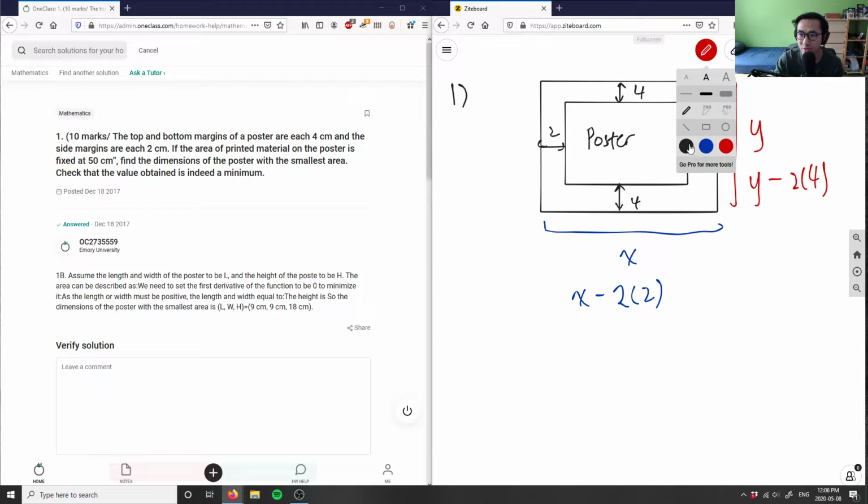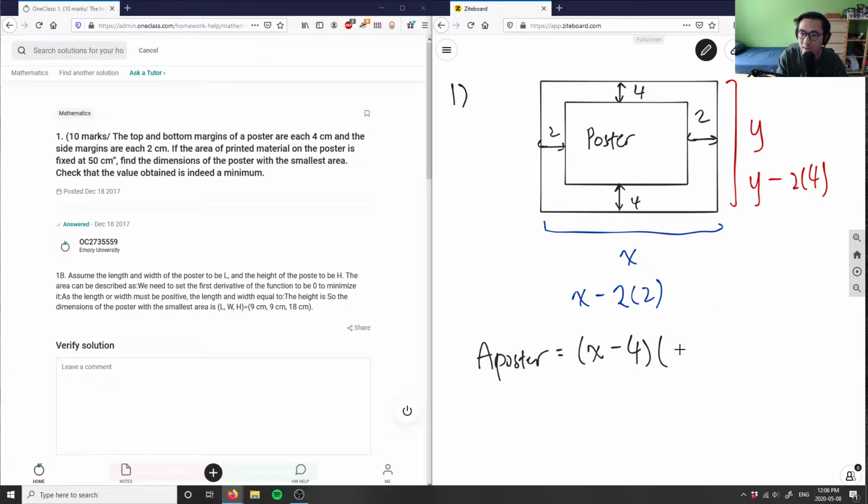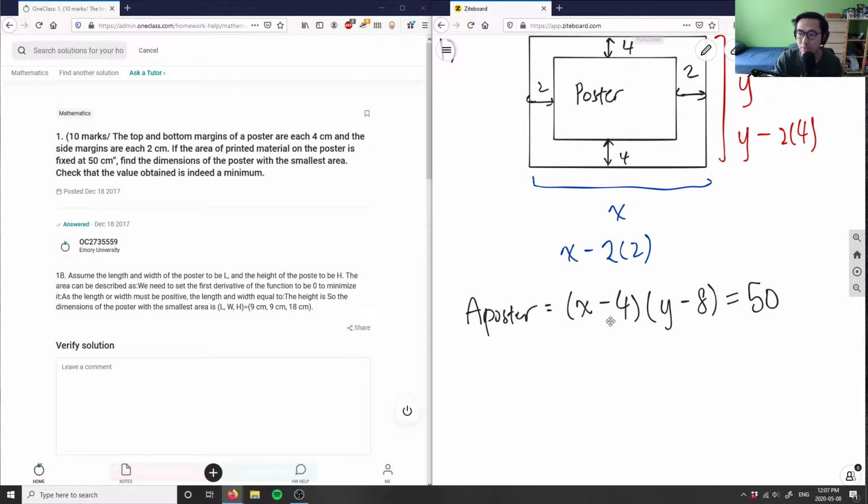So this here is our algebraic expression for this, and I can say that the area of the poster, or let me write this down, the area of the poster is going to equal, again, obviously the length and the width, right? So I'm going to say x minus 2 times 2 here is 4, times y minus 2 times 4 here is 8, right? Which is that. So x minus 4 times y minus 8, and this is obviously going to equal 50 centimeters squared, right? Because I'm given 50 centimeters squared here. So I have an algebraic expression for the poster.